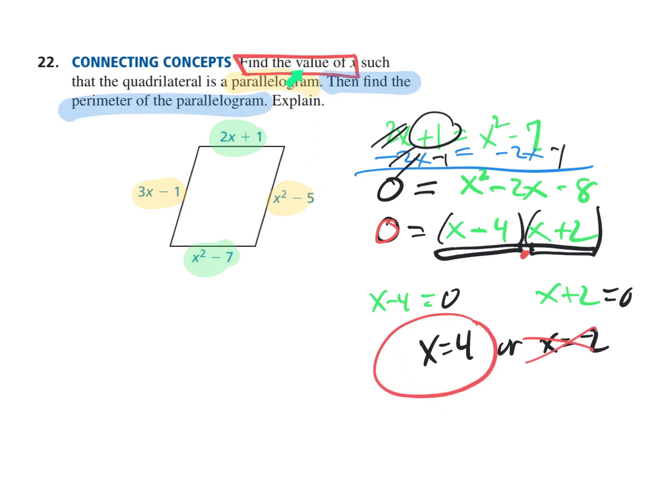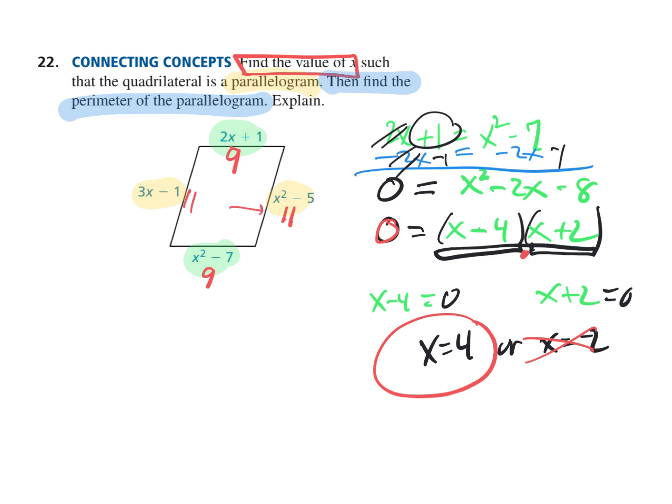All right, so we found the value of x, it's 4. But we're also supposed to find the perimeter of the parallelogram. So if x is 4, then this will be 16 minus 5, which is 11. This will be 4 squared, or 16 minus 7, which is 9. 2 times 4 is 8 plus 1, which is 9. And 3 times 4, which is 12 minus 1, which is 11.